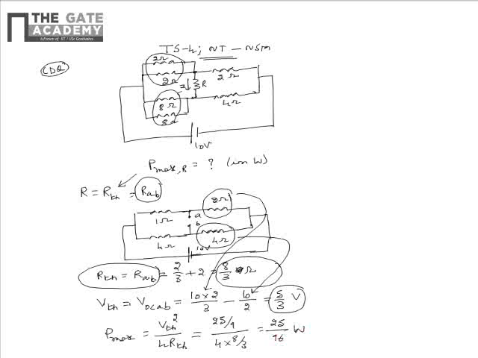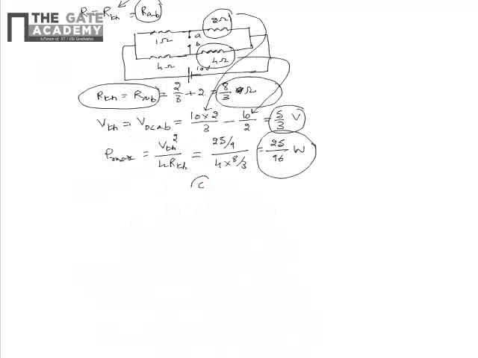From this we see that the maximum power dissipated in R is equal to 25 by 96 watts, which is found out for R is equal to RTH. From this we see that the correct option representing the maximum power dissipated in R is C.